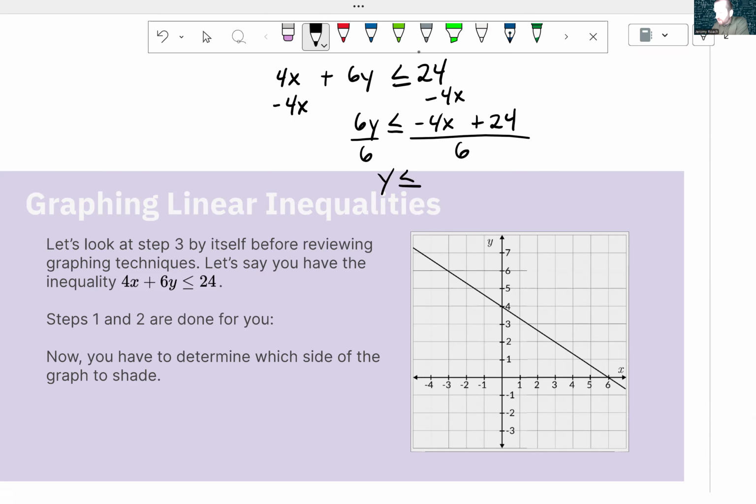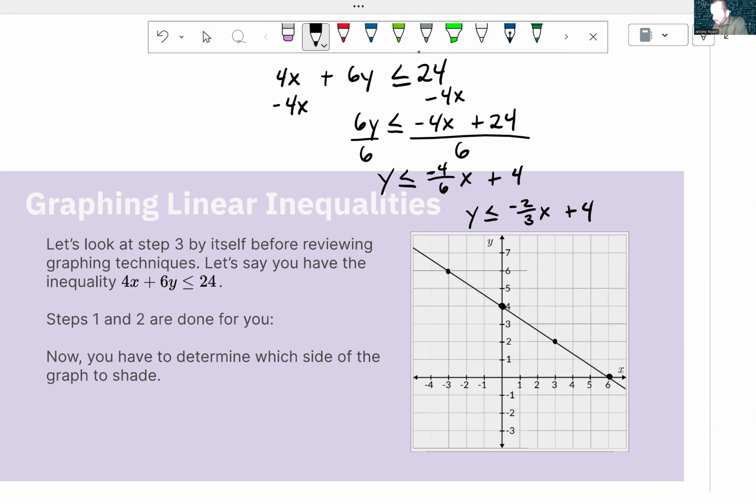It's a positive value, so we're not going to flip the sign. And we get negative 4 over 6x plus 24 divided by 6 is 4. And we can reduce that. That's y is less than or equal to negative 2/3 x plus 4. Now if we look at this like it's an equals equation first, we can start with finding our y-intercept at 4, and our slope is negative 2/3. So we're going to go down 2 over 3, down 2 over 3. We can also go up 2, back 3. So that's where we're getting this main line from so far.